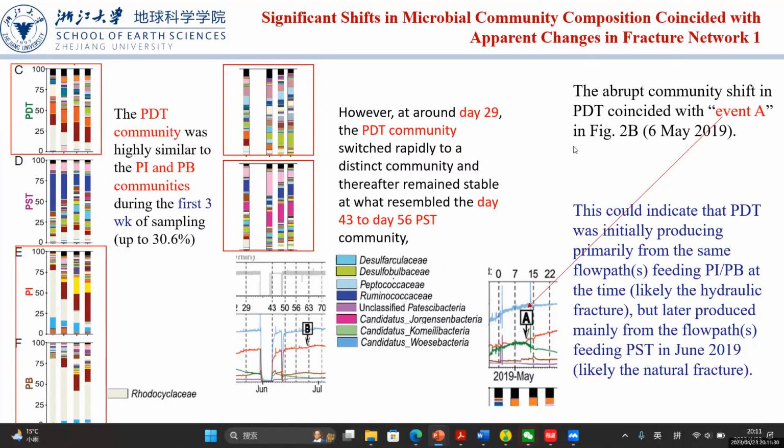And so they believe this shift coincided with event A by the timing, and also they say this could indicate that PDT was initially producing primarily from the same flow path feeding PI or PB, because they were similar during the first 3 weeks, but later produced mainly from the flow path feeding PSD in June 2019.